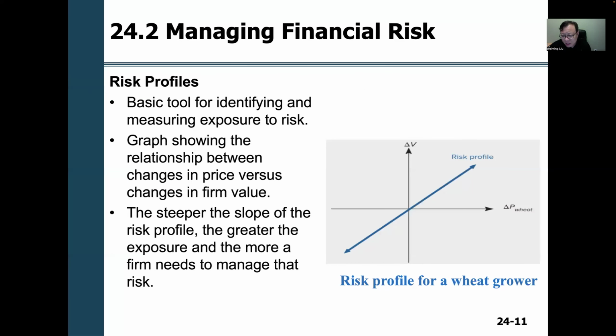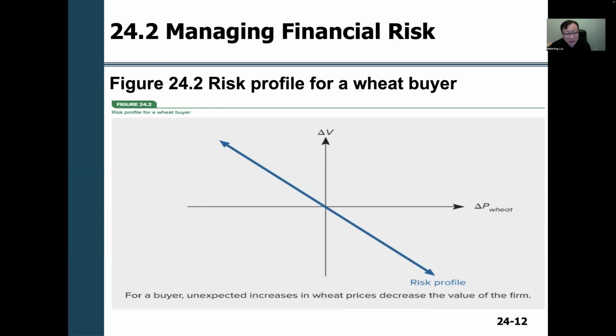Okay, so we just talked about the wheat grower, and now this is the risk profile for the buyer. You have a buyer and a grower, right? The buyer pays money to buy from the grower. So this is kind of a zero-sum game. These are the two parties in a business transaction. If one party gains, the other party is losing. So in this transaction, there can be only one winner.